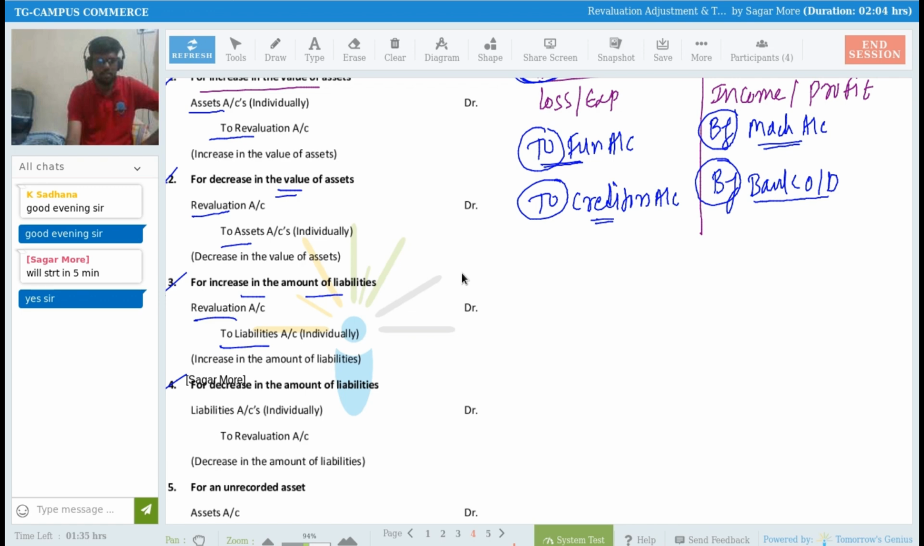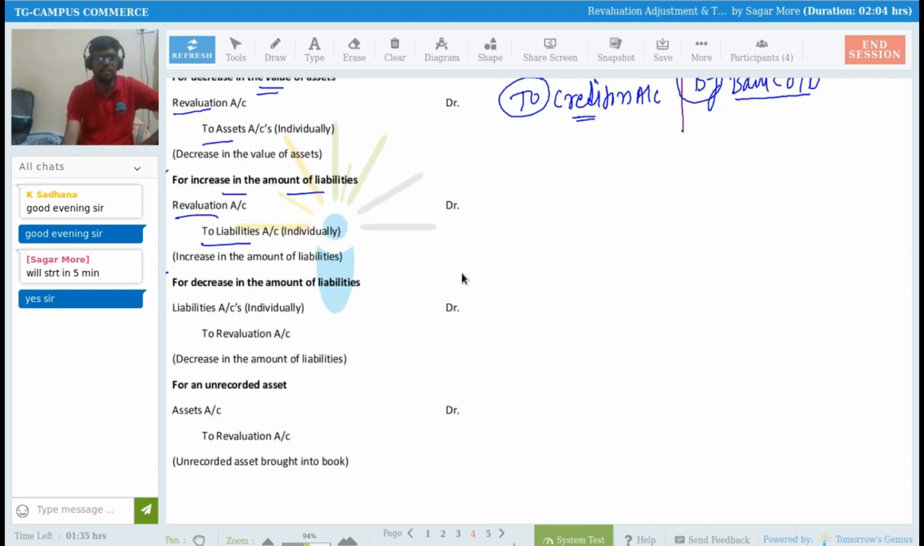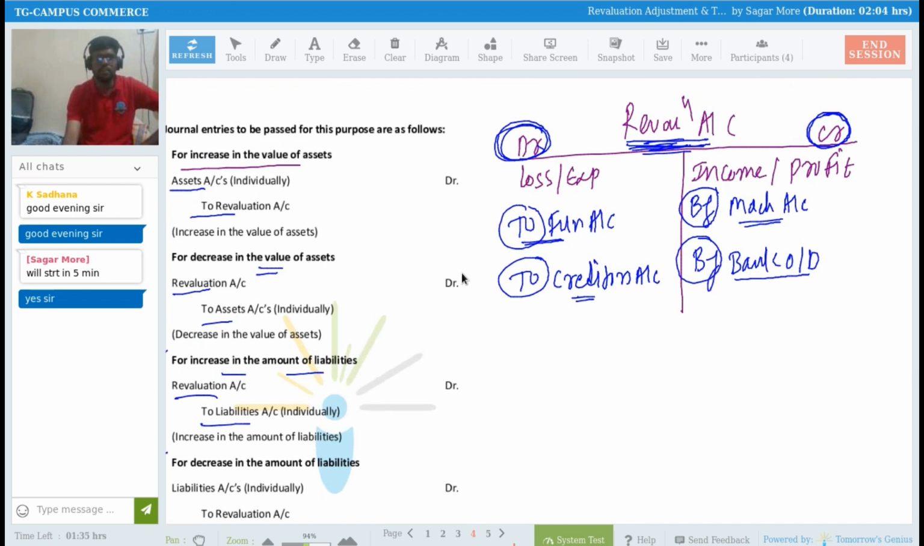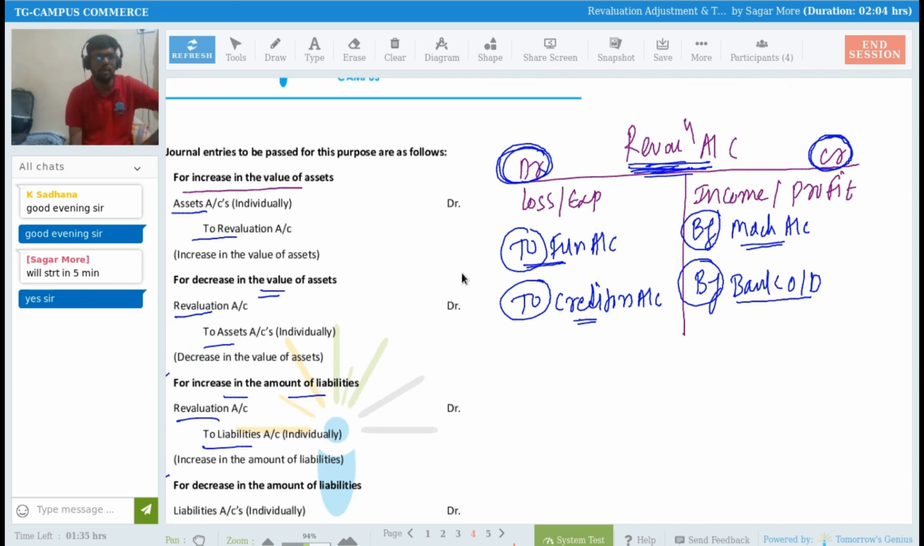Then after that, for an unrecorded asset. So what is the meaning of an unrecorded asset? For example, last year you purchased some stock of raw material, right? For example, my business is manufacturing pens, and for this I have purchased 10,000 rupees of plastic raw material, and we haven't recorded that at that time. And when we go into the godown, we see there is 10,000 rupees of stock available there. So previously you haven't recorded that asset. Stock is an asset. Now you realize that we haven't recorded it. So what do you have to do? You have to record it now.